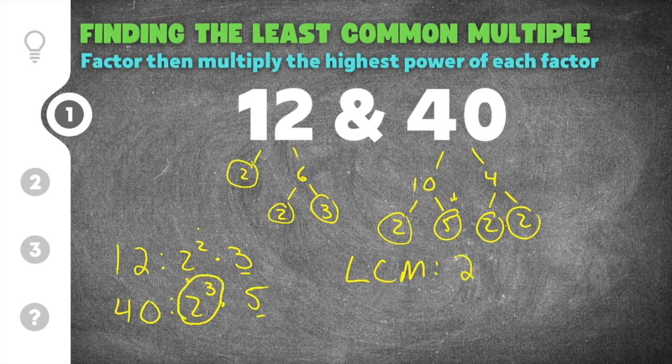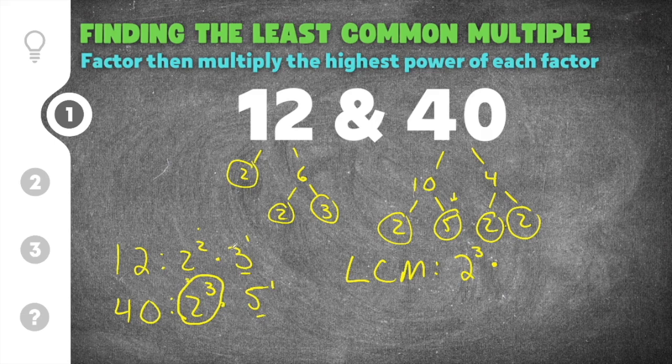The first part of our least common multiple calculation is going to be 2 to the third power times, and we're going to multiply that by the other factors. We have 3 and we have 5. Now technically this is 3 to the first and 5 to the first. We don't have another power of 3, and we don't have another power of 5.